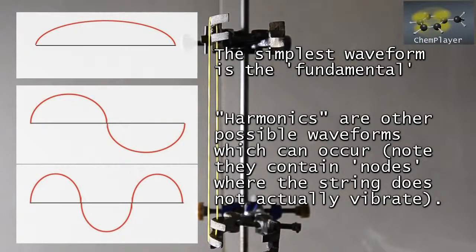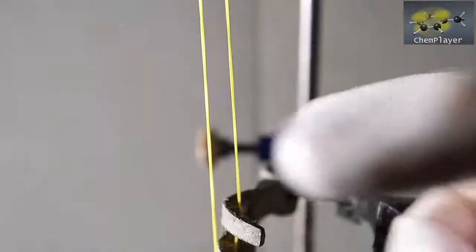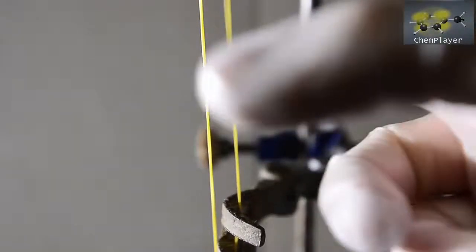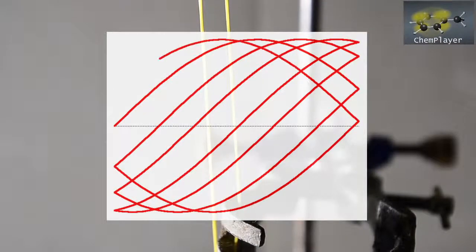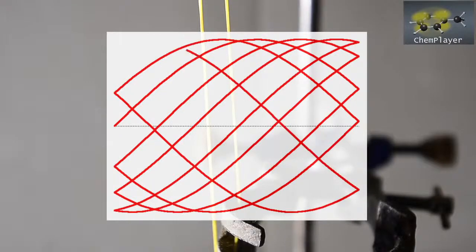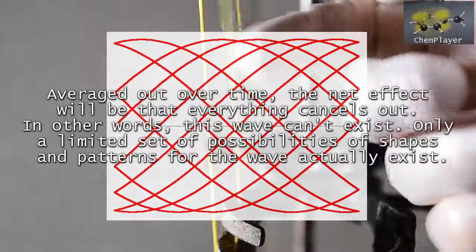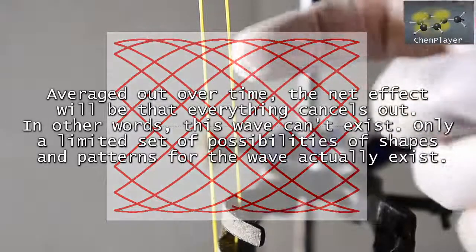These are called nodes. Pretend that the string isn't constrained at the ends and can vibrate in any way at all at any frequency. What's going to happen? Imagine this waveform averaged out over a period of time. The result is going to be that everything cancels out and you're left with no wave.